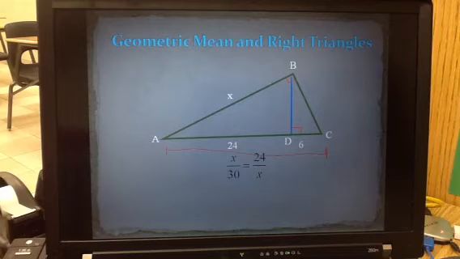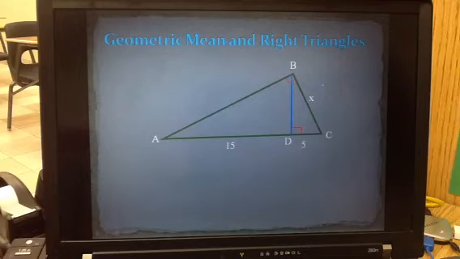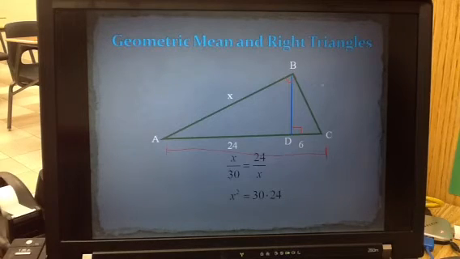So I'm using this right triangle and the original big right triangle. Okay, so that would be x squared is equal to 30 times 24. And you can finish that on your calculator. Okay, that means x is going to be the square root of 30 times 24. Okay, go ahead and finish that.